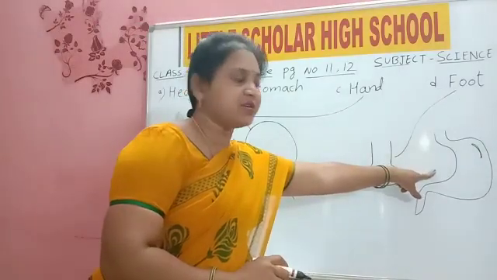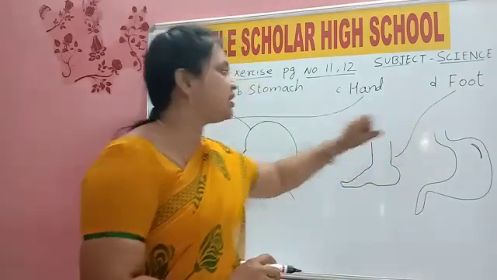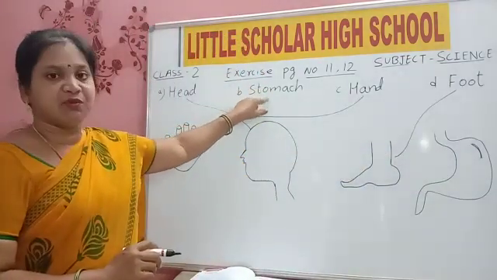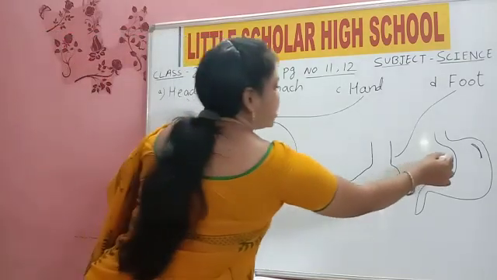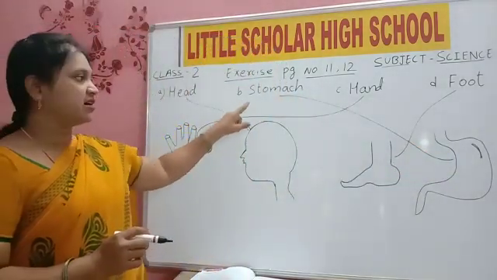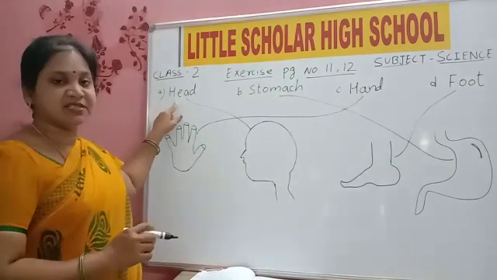Which picture shadow is this? Stomach. Where is stomach in this? B1. S-T-O-M-A-C-H. So, match it. Like this, you will match the pictures to the words. Come on, read once again.